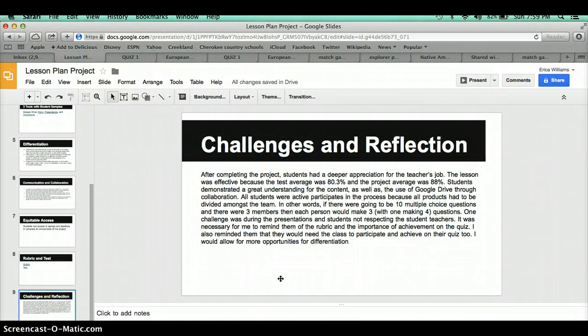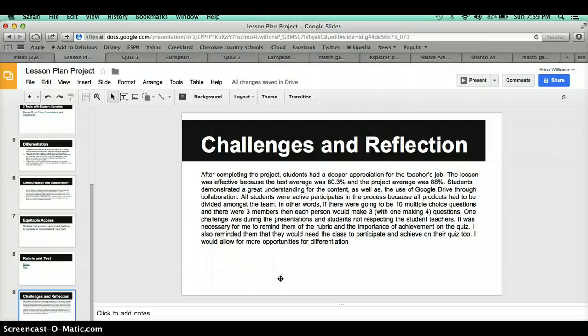Challenges: I would say student challenges and reflection. The students had more of a deeper appreciation for a teacher's job. I feel it was effective because the test average was 80.3% and the project average was 88%. Students did demonstrate a great understanding of the content as well as use of Google Drive through collaboration. All students were active throughout the process.